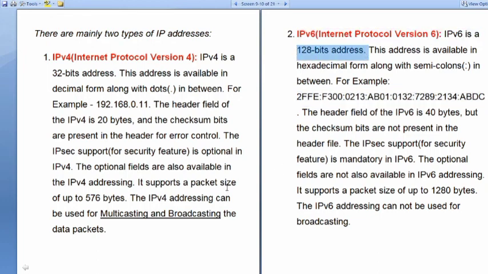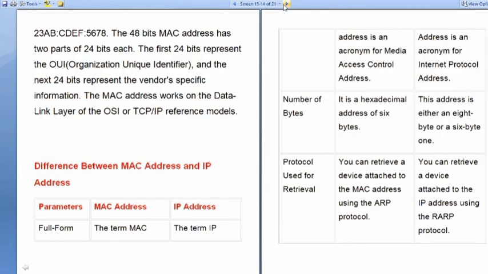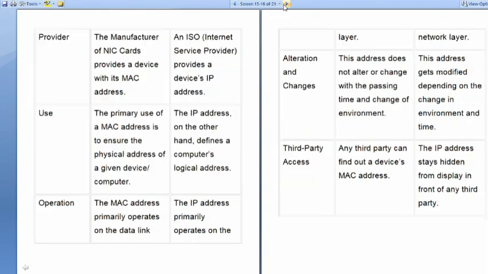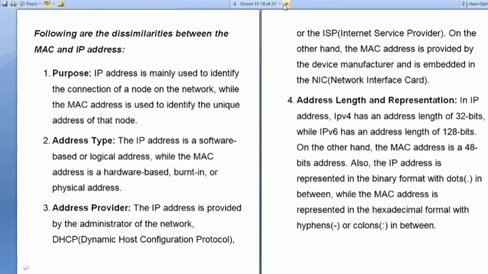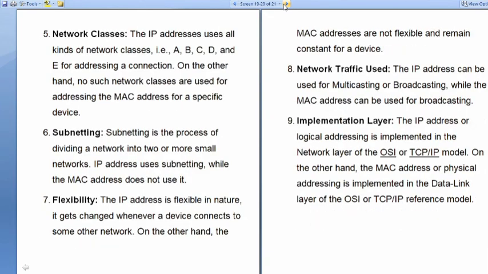IPv4 is used for multicasting and broadcasting, and IPv6 addressing cannot be used for multicasting as well as broadcasting. I hope you all have understood this. Please do go through the chapter and the video once again and read it nicely so that you have a better idea, and we shall meet in the next lecture. Okay, thank you, students.